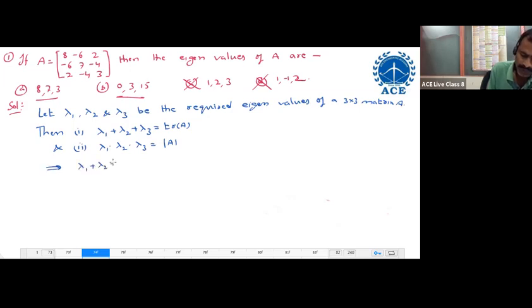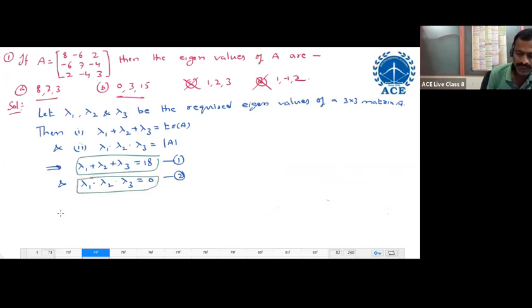Which implies lambda 1 plus lambda 2 plus lambda 3 equals the trace, which is 18. And lambda 1 into lambda 2 into lambda 3 equals the determinant, which is here 0. By using the first equation, we are unable to choose the answer because the first equation is satisfied by 2 options. That is why we try the second equation. Here, the second option will satisfy, because the product of eigenvalues is 0, meaning the product of these 3 is 0. That is the answer. The product of these 3 numbers is not equal to 0 in the other option, so this is wrong.